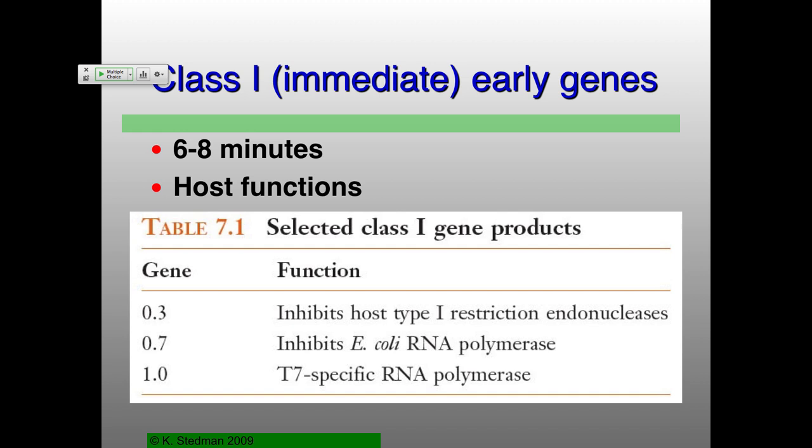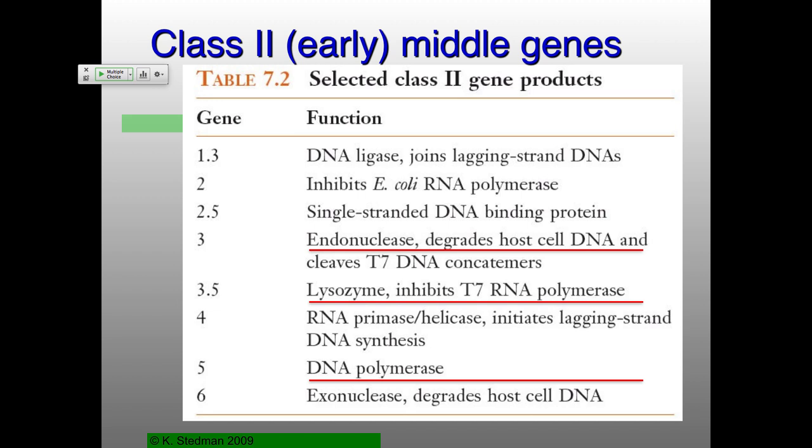So once that happens, now you start to express these class 2, the early or middle genes. These are going to be all the ones which are involved in replication of the virus genome. All of these class 2 genes have promoters that are the T7 DNA polymerase promoters. Not really critical which ones these are, but they've got DNA ligases, anything with a red line underneath it, RNA polymerase, primase, DNA polymerase. These are the ones which I expect you to potentially remember.